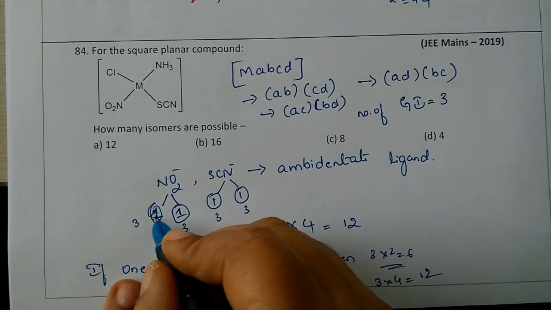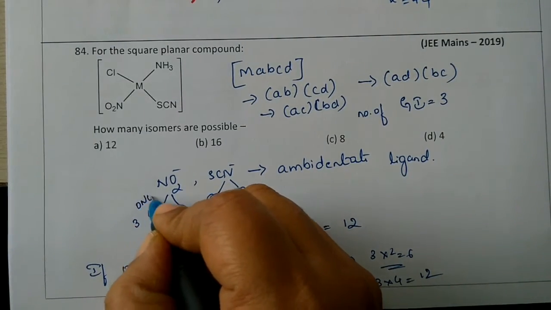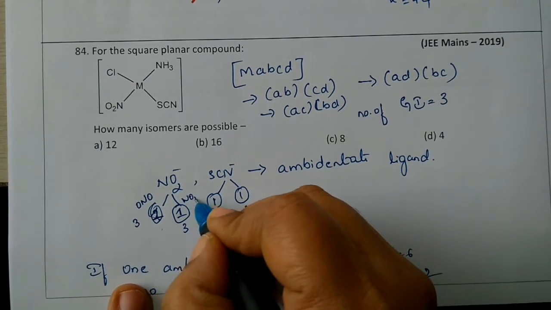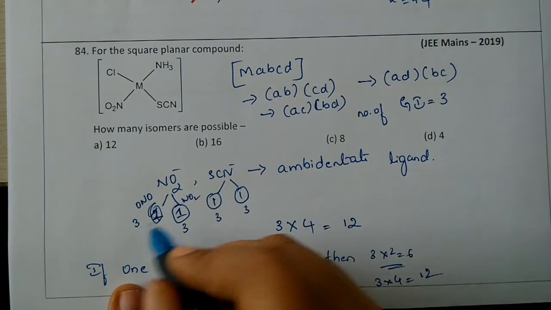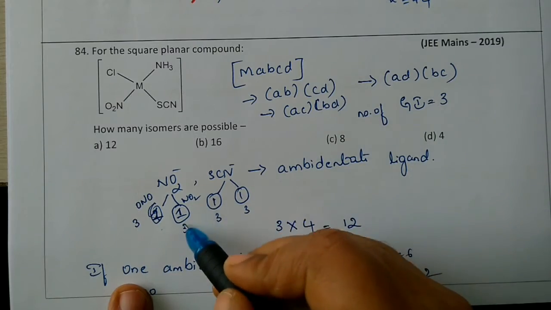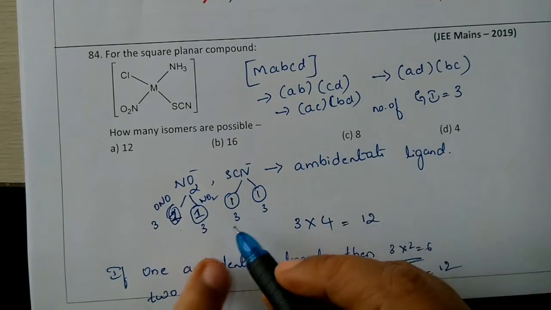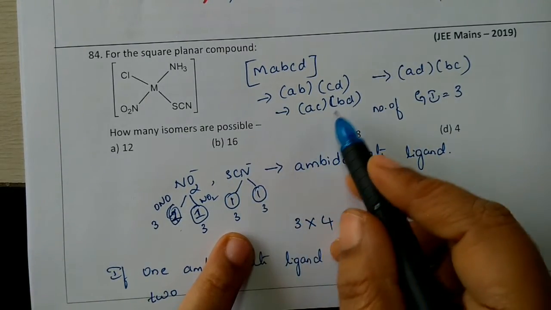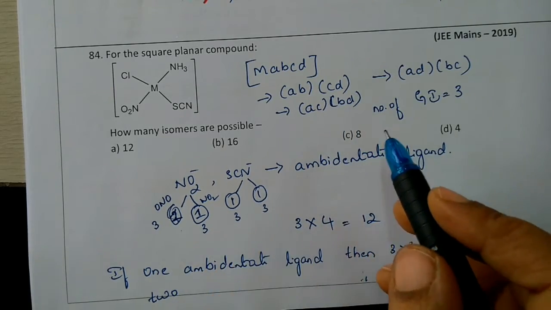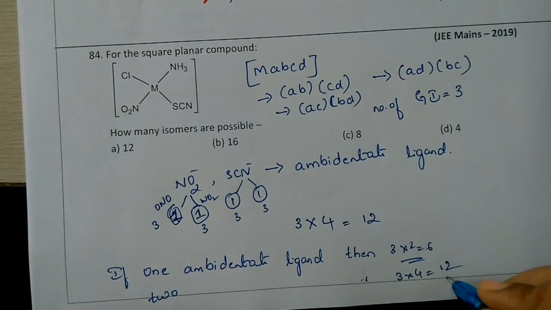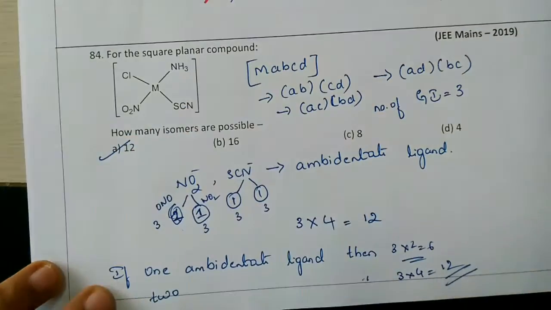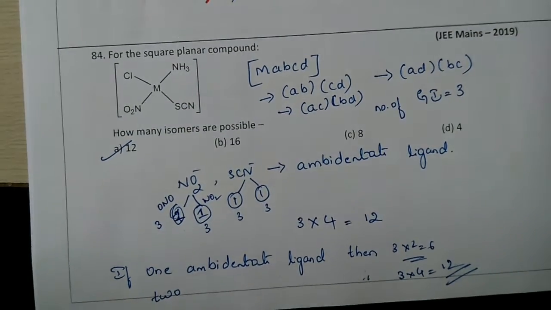Suppose ONO is there and NO2 is there. With ONO, 3 different geometrical isomers. NO2, 3 different geometrical isomers. Here SCN with 3 and the other one with 3. So likewise, we have 12 isomers. Option A is the correct answer.